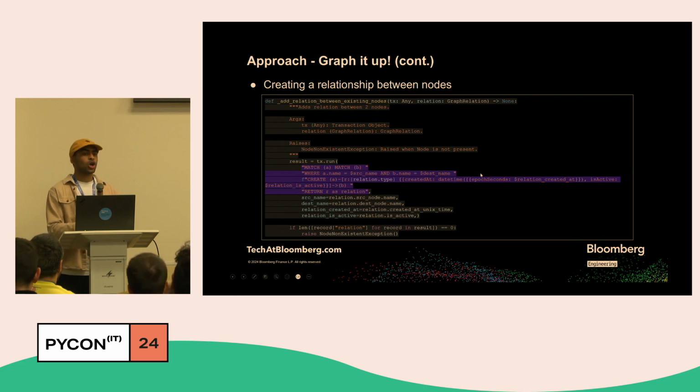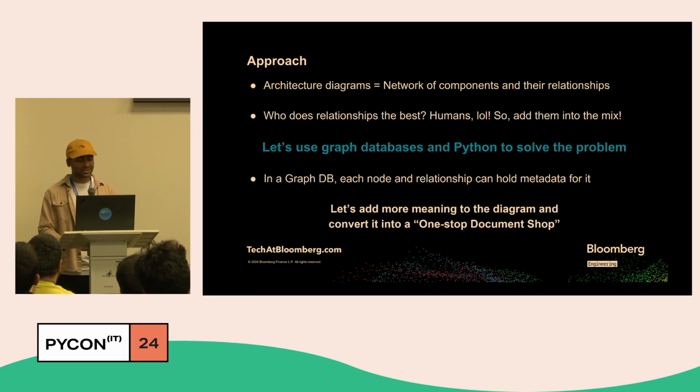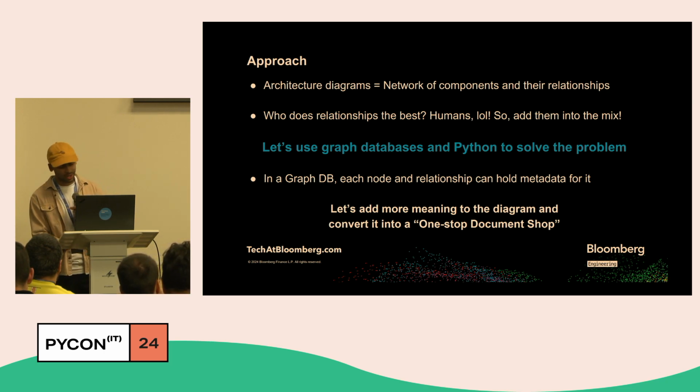We'll see that this metadata is what will help us in debugging later, because you'll add so many properties to each node that will help you figure out what the architecture is, how it looks, how everything connects, and how we are storing everything in one place. All right, so now that we understand that graph databases and Python make sense for this whole problem, and once you add this metadata logic to it, it becomes a one-stop document shop.